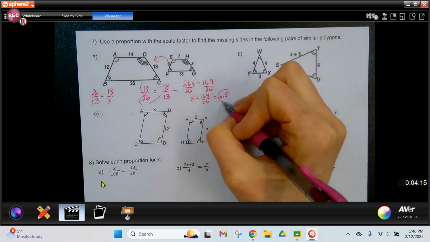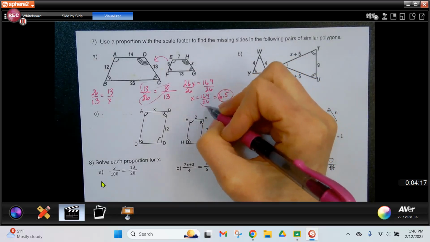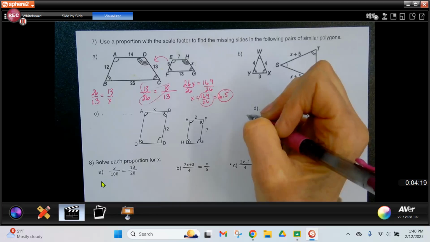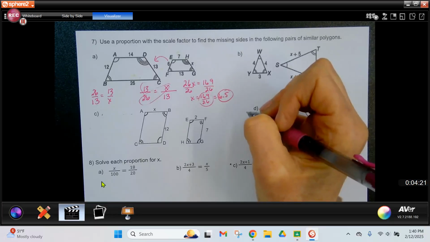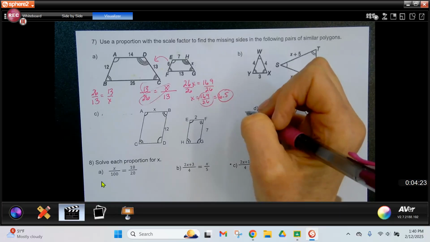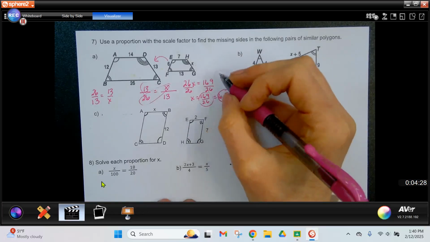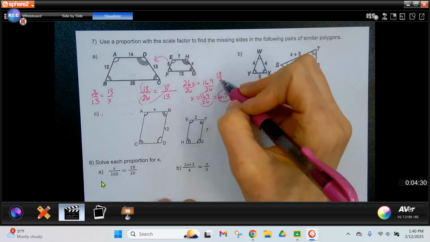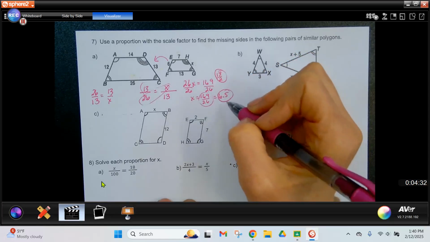Now if you used this fraction, that's okay, but you have to simplify it. And it looks like it has a common factor of 13. So you would get 13 over 2. And that would be okay too.